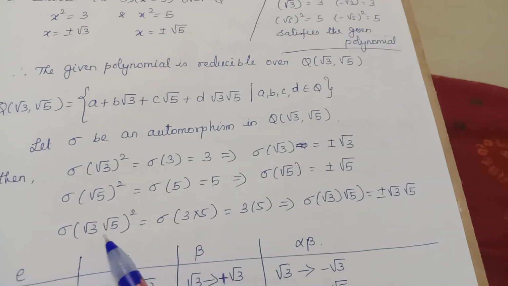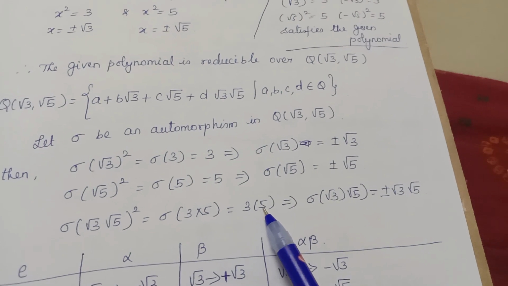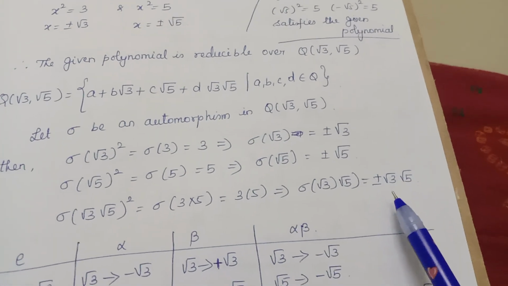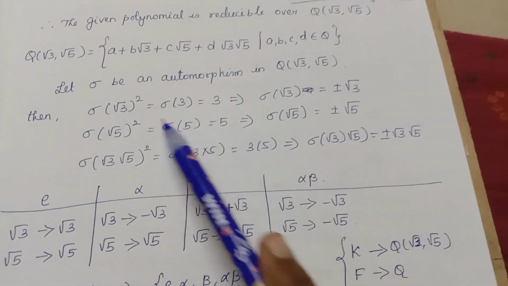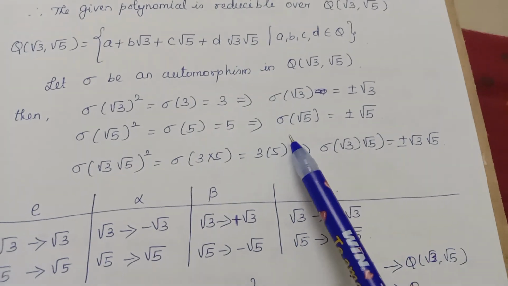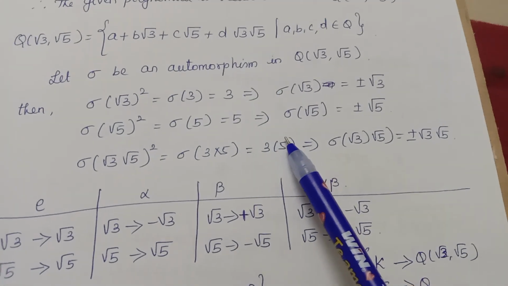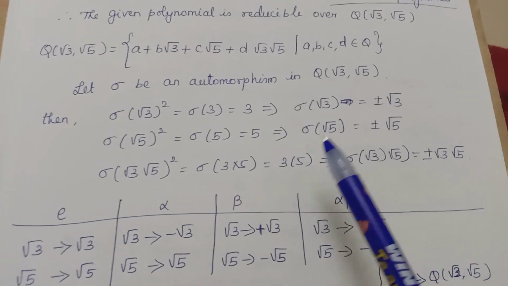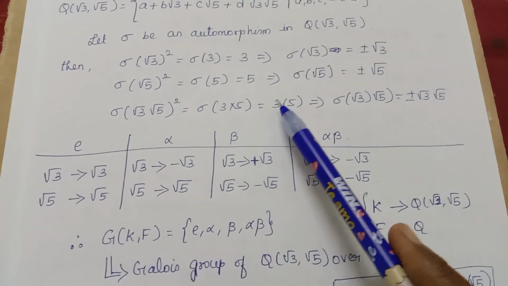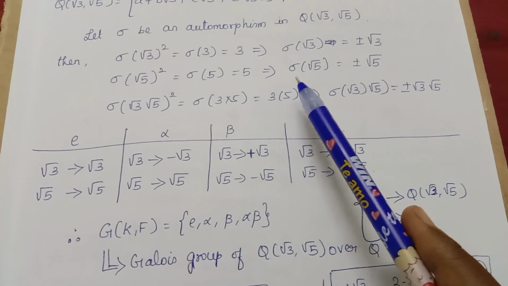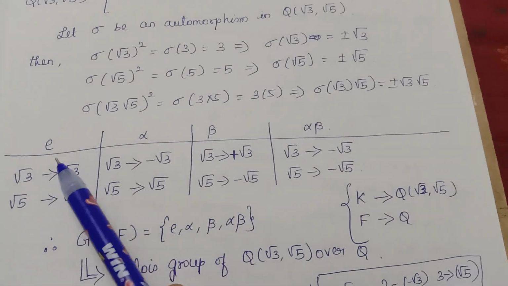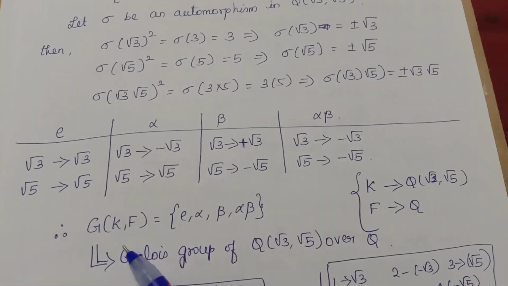Again, sigma of root 3 into root 5, the same thing. Root 3 into root 5 goes to either plus root 3 root 5 or minus root 3 root 5. Okay. So these are the things that happen when an automorphism acts on a root of this polynomial. Now, we have identified the automorphisms. See, let me write this table first and then I come to the Galois group.